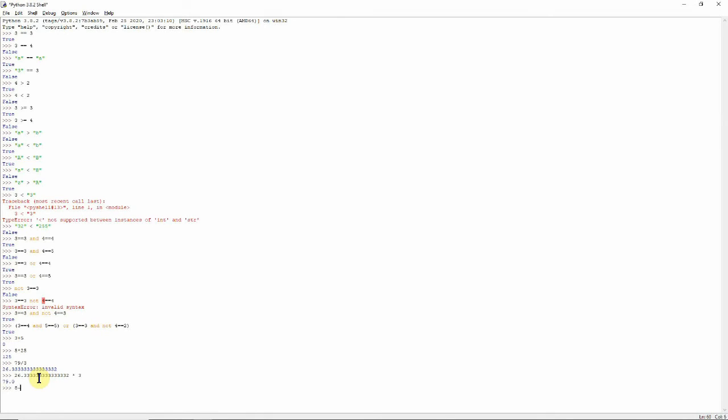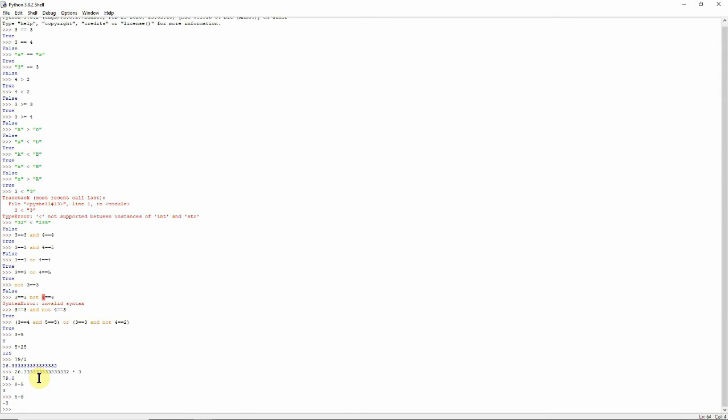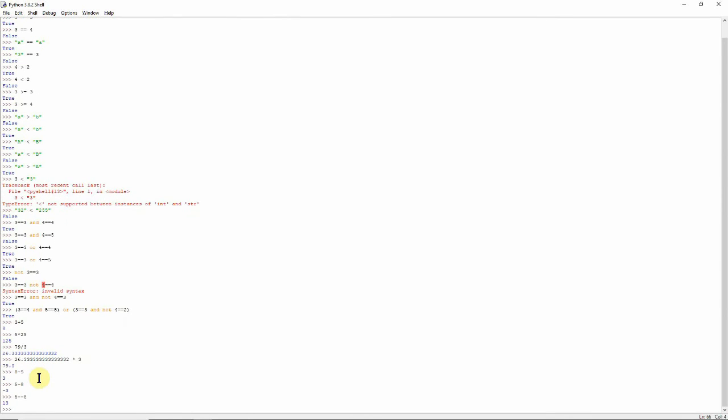And then subtraction as well. You can get negative numbers. You can have 5 minus 8, you get negative 3. And you can subtract negative numbers. So this is saying subtract negative 8.